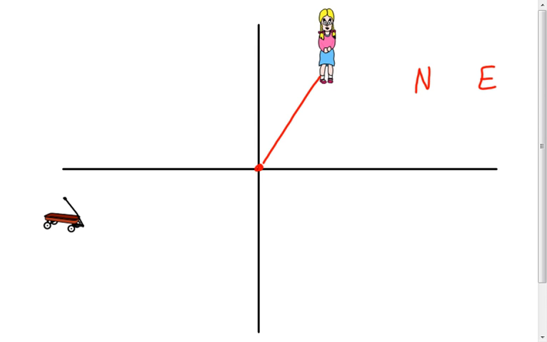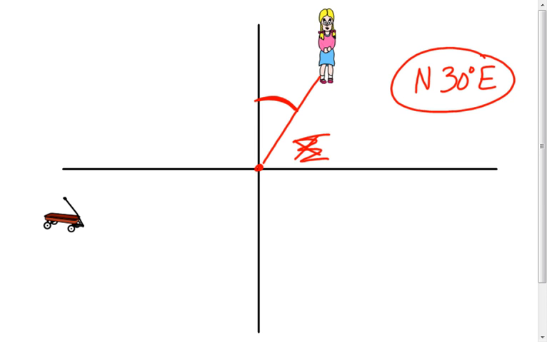Okay, then you need an angle in between. And the angle in between is always how far off of straight north you are. So how far off of straight north you are would be this angle in here. Not this one, that's not the one I want. I want the one how far off of straight north you are. So if you were to estimate Goldie's angle there, and I'm not going to get a protractor out and do it, she is probably, let's say, 30 degrees off of straight north. So her bearing would be north 30 degrees east.